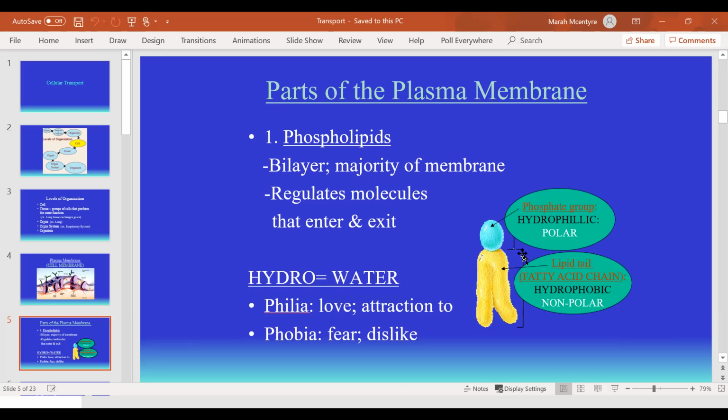And so we're going to talk about what each of these parts is. The bilayer means that there are two layers of this here. And we know that hydro means water, and we know that philia means love, and we know that phobia means fear or dislike. So hydrophilic means that this head right here, the phosphate group at the top, loves water. And we know based on our words here that hydrophobic, our lipid tail, does not like water. It dislikes water or fears water. So one side is hydrophobic and one side is hydrophilic.